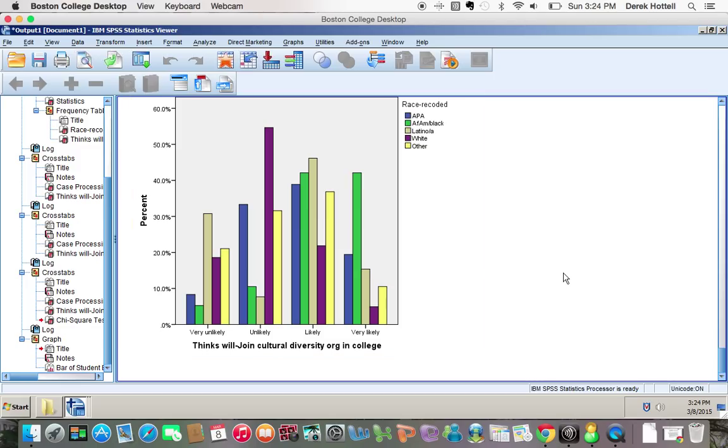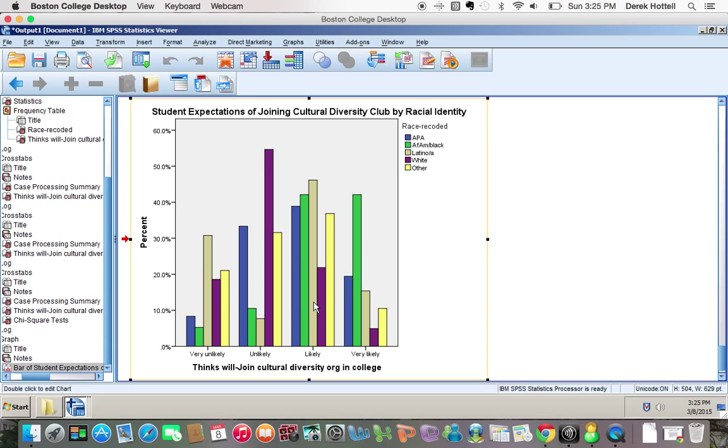And so you can see that visual representation of what we looked at in our crosstabs table here. And you could see that for white students, the overwhelming majority is unlikely to join a club, right? However, if you look at Latino students, the overwhelming majority are likely to join a club, as represented by the beige graph. Now, we also want to show you how to perform a graph in Excel.